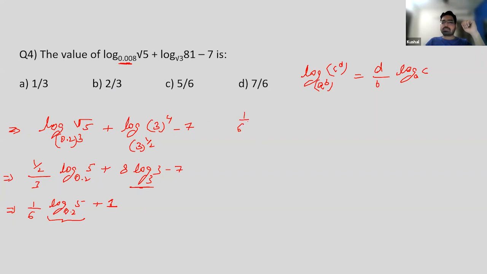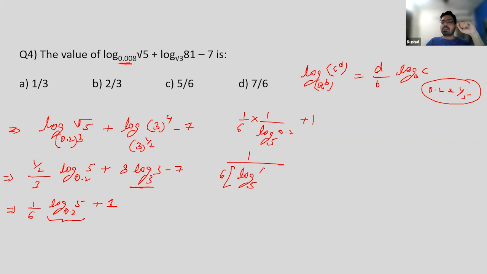So 1 by 6, and 5 and 0.2. 0.2 can also be written as 1 by 5. This is something that we can write. So instead of writing log of base 0.2 and 5, can I rewrite this as 1 by log of base 5 and 0.2 over here, plus 1? And post this, I'm going to write log of base 5, 0.2 as 1 by 5. So 1 by 6 times log of base 5, 1 by 5. Just a bit of modification to our expression. That's it. Nothing more than that.